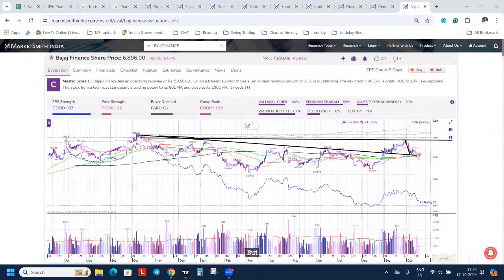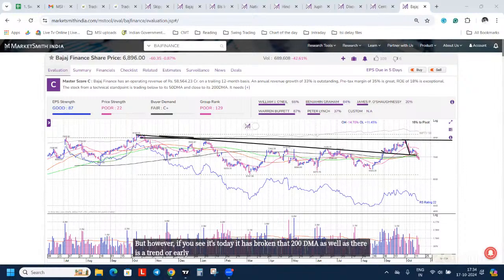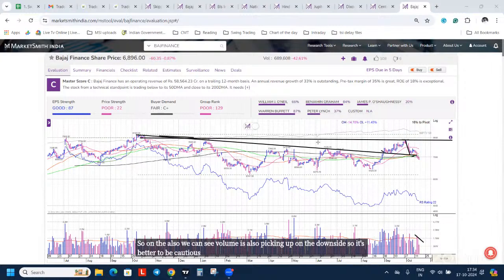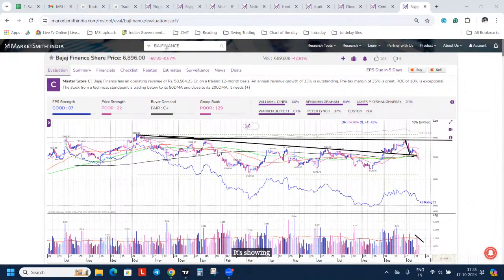However, today it has broken that 200 DMA, as well as the early breakout trend line, and broken that level. We can also see volume is picking up on the downside. So it's better to be cautious. One can exit from this particular stock right now, and better to wait for a fresh entry once it makes a proper base. It's showing negativity.